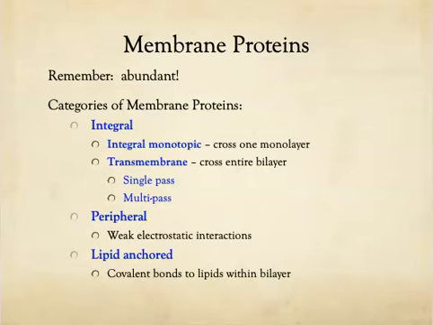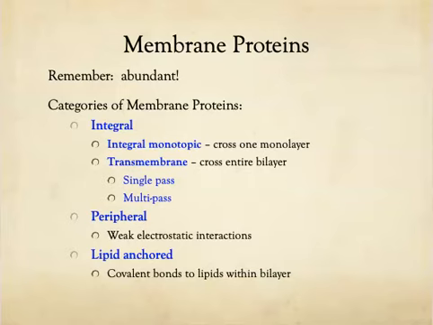The last part of the membrane structure material that we'll talk about before we start talking about membrane transport is the arrangement and the different types of proteins that we find in the membrane. The most important thing to remember about membrane proteins is this: they are very abundant. Remember, there's just as much protein in a membrane as there are phospholipids.